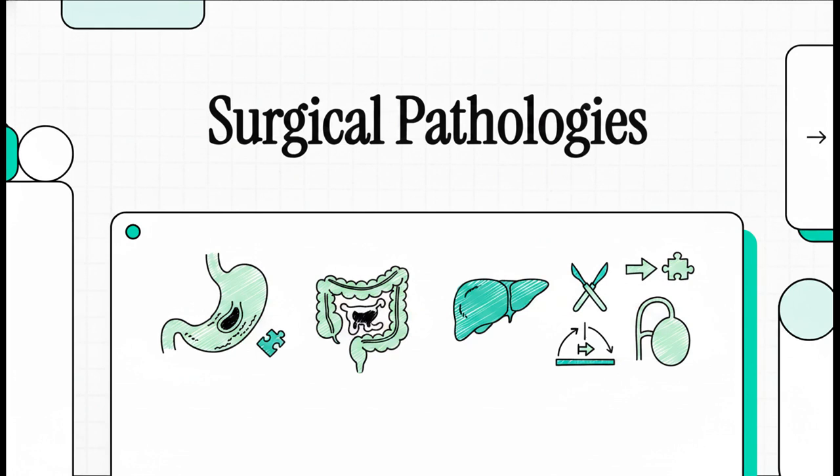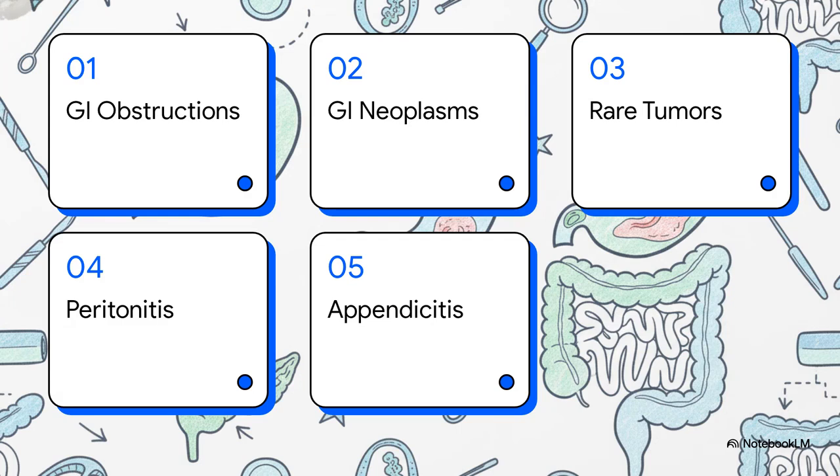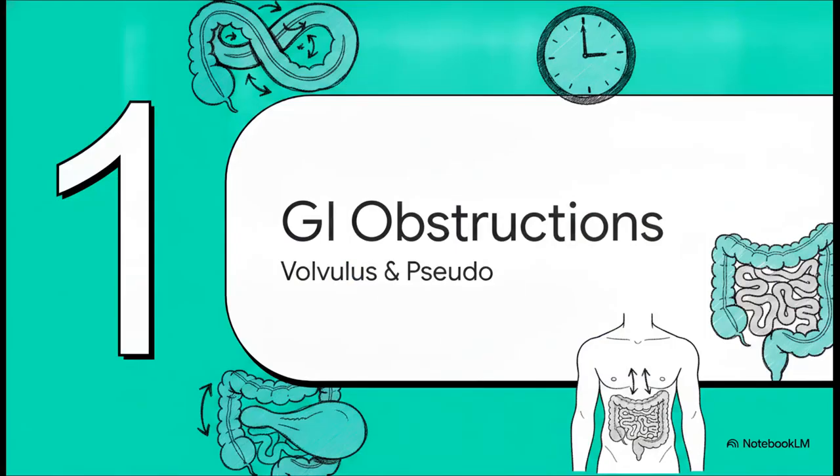Let's get started. Here are the 5 clinical focuses we're hitting today: lower GI obstructions, colorectal and appendiceal neoplasms, polyposis and rare tumors, peritonitis and ascitic infections, and finally, complex appendicitis management. Section 1. Lower gastrointestinal obstructions, specifically volvulus and pseudo-obstruction.